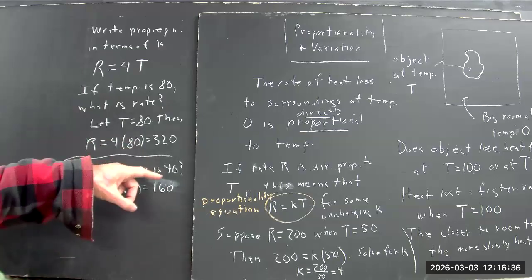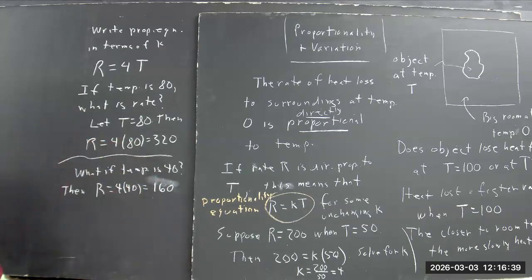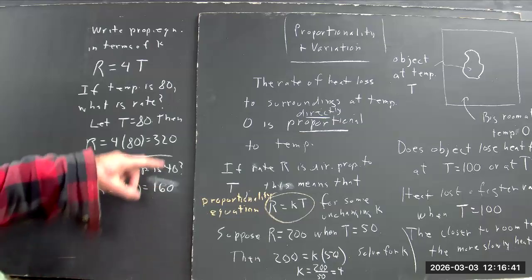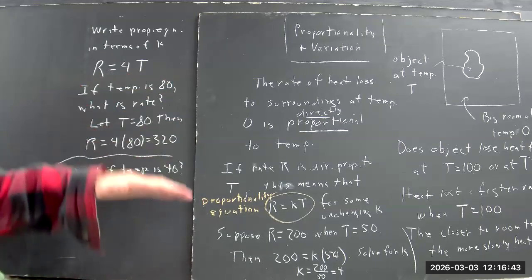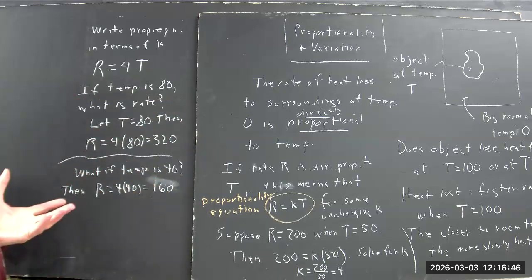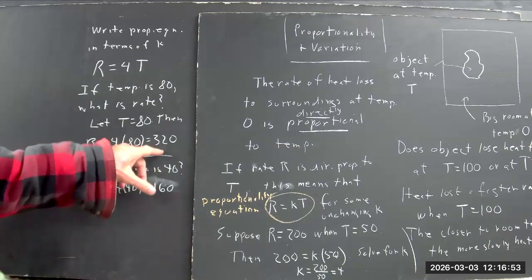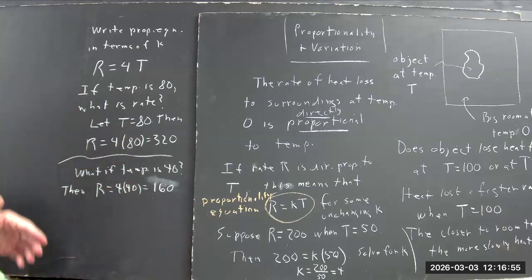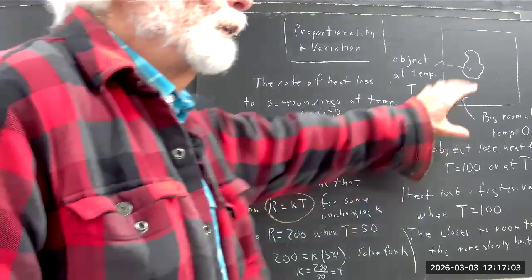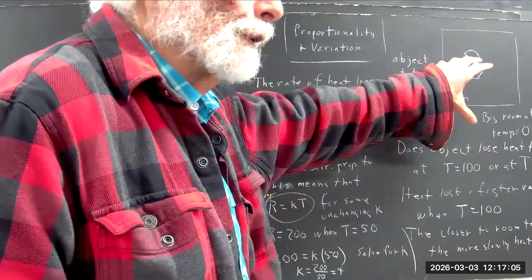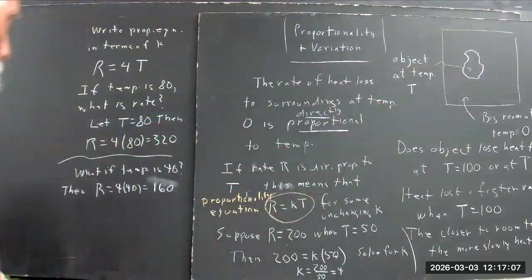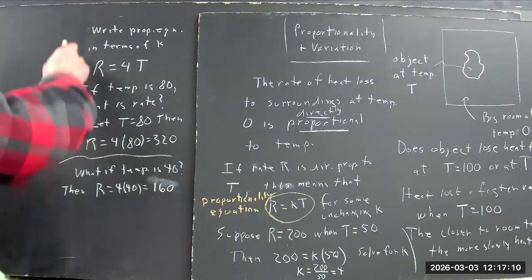Notice that the temperature is half as great, 40 is half of 80, and 160 is half of 320. Temperature goes down to half. The rate at which heat is being lost is going to go down from 320 to 160. Cut the temperature in half, you cut the rate in half. Now, if the room or the surroundings are at a temperature other than 0, you've got to do something a little different, but that's just an example.